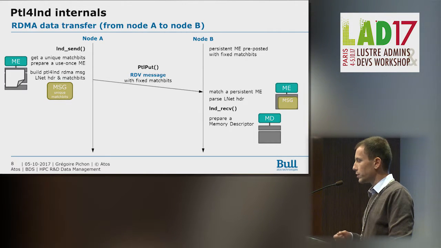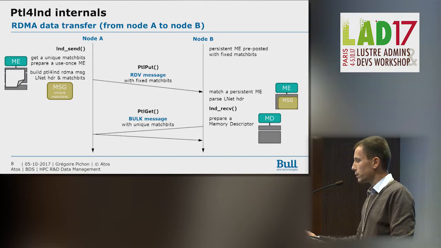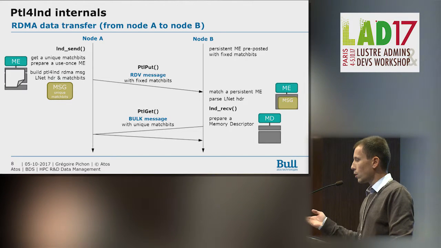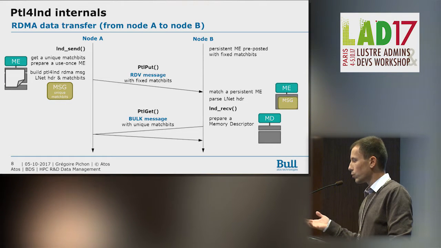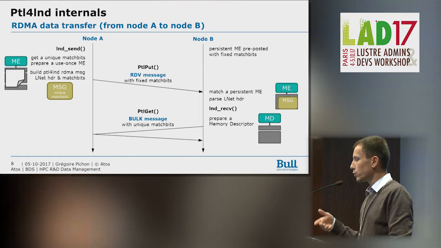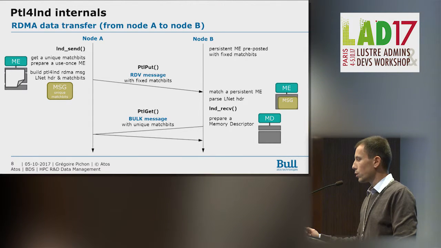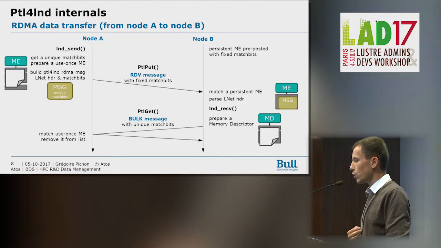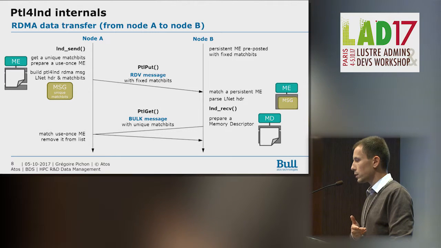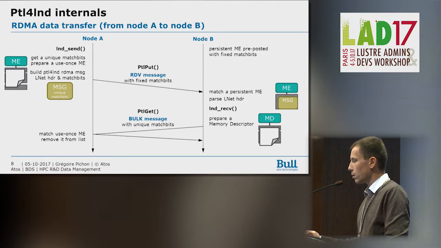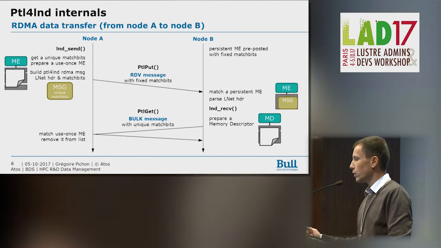And this memory descriptor then allows us to transfer, with the PtlGet portal service, the whole content of the bulk message using the unique match bit. And this ensures the match of the prepared match entry on node A, and so we've got a zero copy transfer from node A to node B.